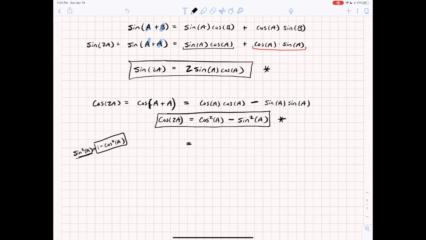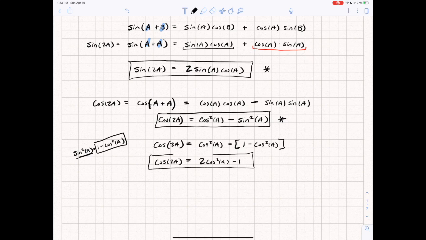If I was to do that, I would have cosine of 2a is equal to cosine squared of a minus that expression, 1 minus cosine squared. Now distributing the negative, this would give me 2 cosine squared minus 1. And so I essentially now have a second identity for cosine of 2a that involves just cosine.